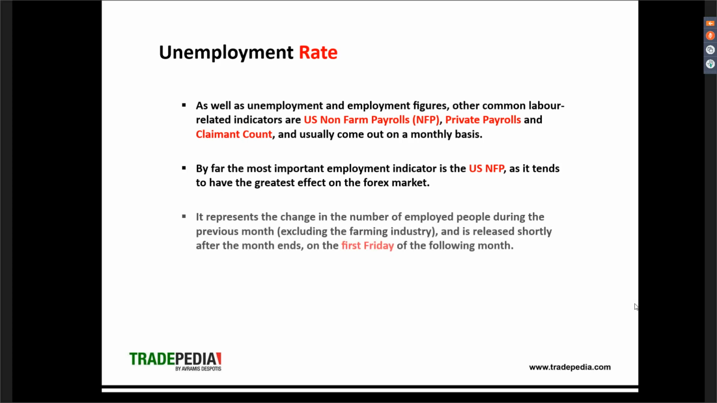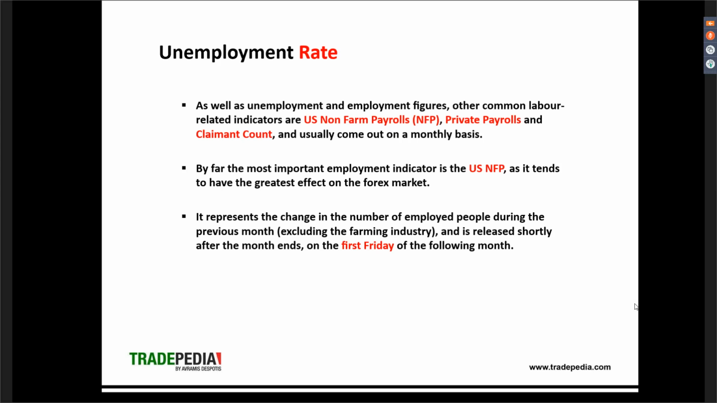So US non-farm payrolls represents the change in the number of employed people during the previous month, excluding the farming industry, and is released shortly after the month ends on the first Friday of the following month. So US non-farm payrolls has to do with the labor numbers, yes, number of employed people during the previous month, excluding the farming industry. So it's connected to the unemployment, yes.